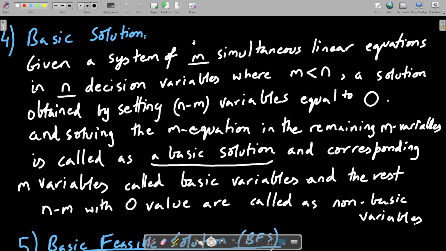Okay? So now coming over here, given a system of m simultaneous linear equations with n decision variables, where n is greater than m, that is, when the number of variables is more than the number of equations, right? A solution is obtained by setting the extra variables. So how many variables are extra now? n minus m, right? Because m equations here. So n minus m variables are extra.